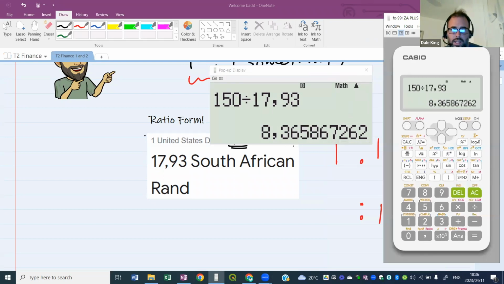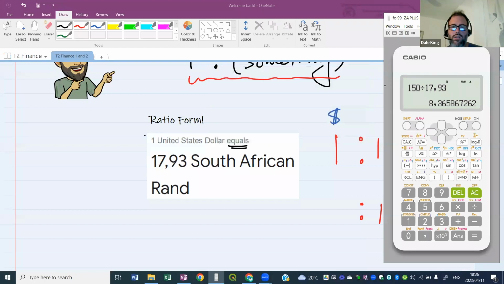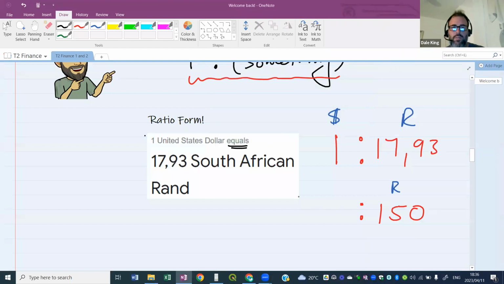So we're looking at the 6 here. And will that 6 change? The number next to it is 5 or more. Yes, it will change. That's going to be 8,37. So we're going to get 8,37 US dollars for 150 Rand.